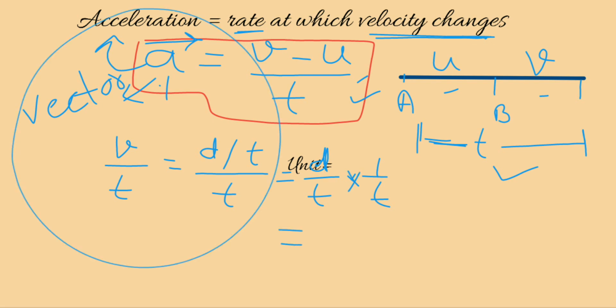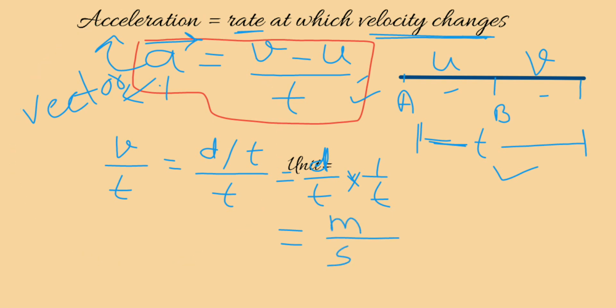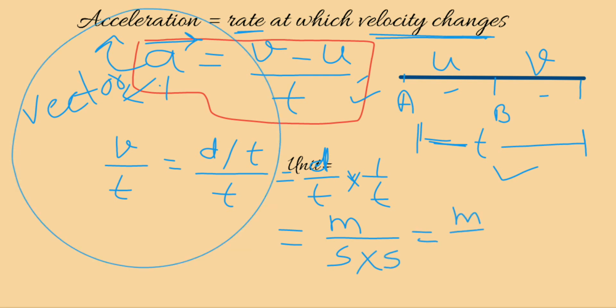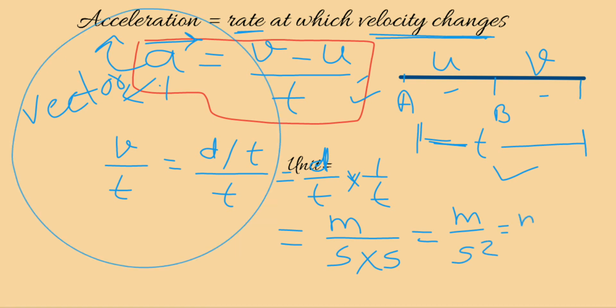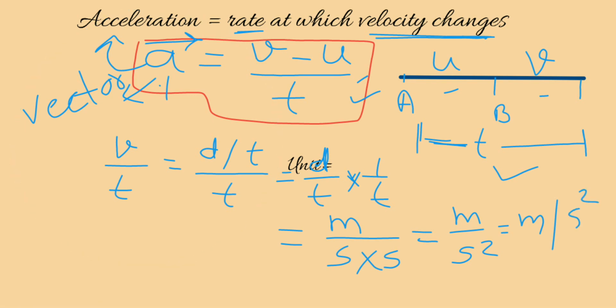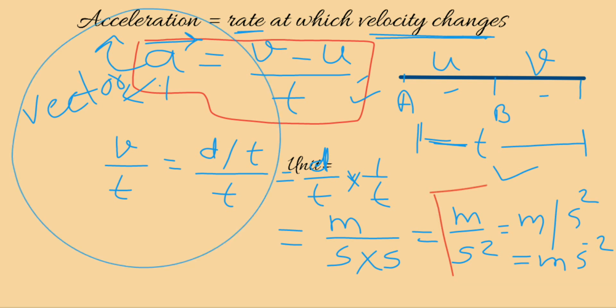Now distance is measured in meter, time is measured in second, and there is another time to be measured, that is second. Now what will be the answer? Meter per second square. Either we can write meter per second square, or we can write meter second to the power minus 2. Both ways we can write. So this is the unit of acceleration. Am I clear?